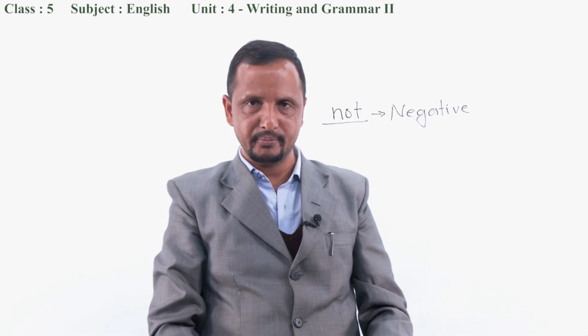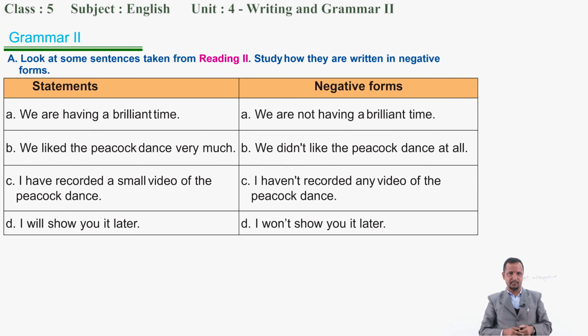Now, dear student, let's look into your textbook. This table has been given. Look at the sentences taken from the reading text, that is, Rosika's letter. Study how they are written in negative forms. Just before, we also discussed how negative forms are written. Here also, let's see: we are having a brilliant time. And the negative here: we are not, are not. Let's underline the words "are not", having a brilliant time.